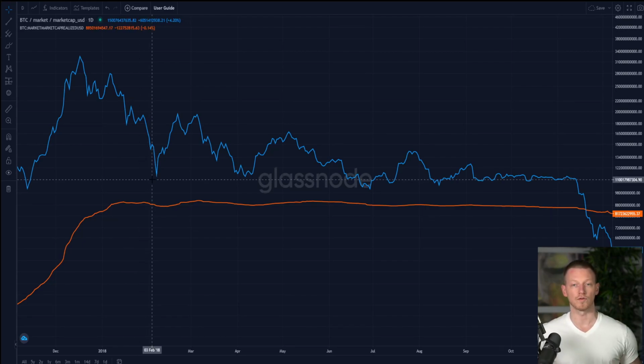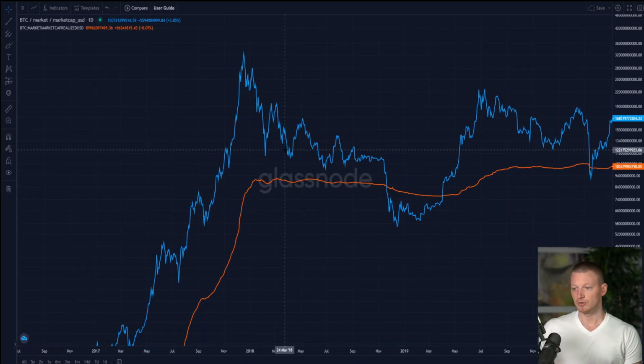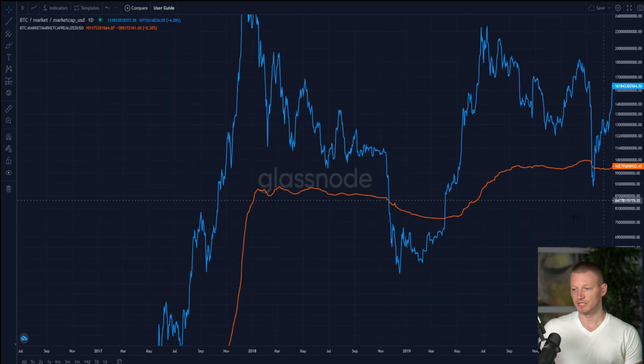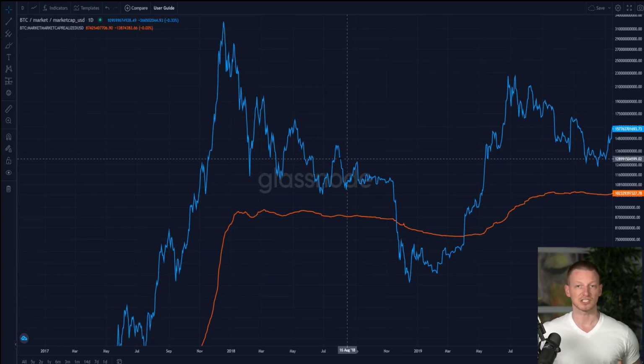So losing over $200 billion while the actual amount of money invested in Bitcoin barely changed. Then we continue into this bear market here. And remember this: the market cap is simply the price times the total number of coins. So it's just the price that people are willing to pay at that instantaneous moment. It's not the actual amount of money that has been invested into the asset.